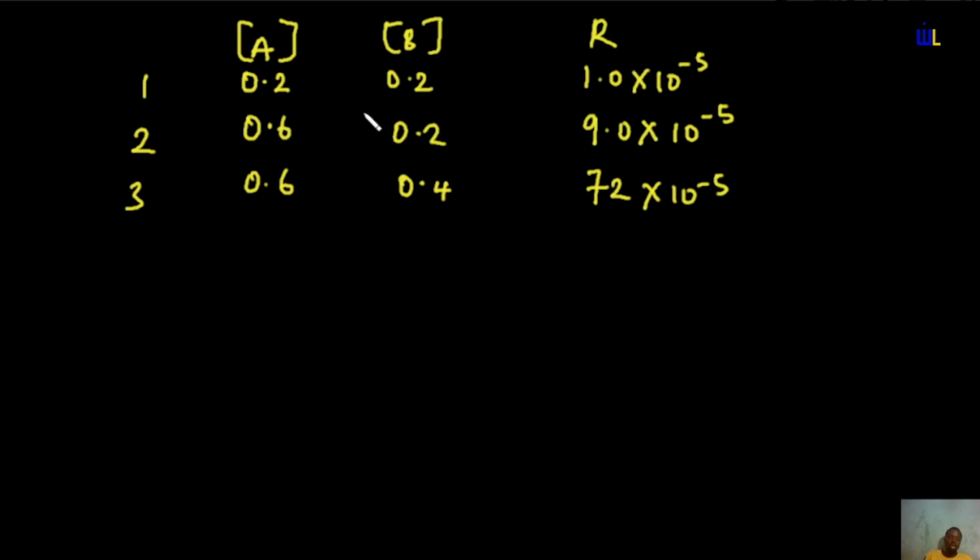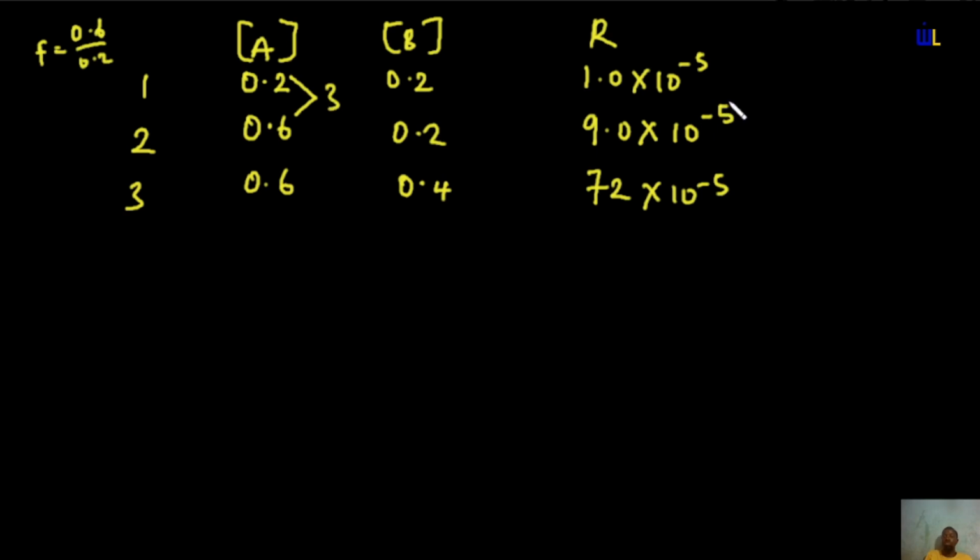Now notice, in the first trial, A changed but B was constant. So let's find out the order of A. Now, to find the order of A is quite simple. First of all, you check by what factor did A increase. So let's find out the factor it increased by. I told you how to find the factor is simple. This divided by this. So we have 0.6 divided by 0.2. And what you have here is 3.